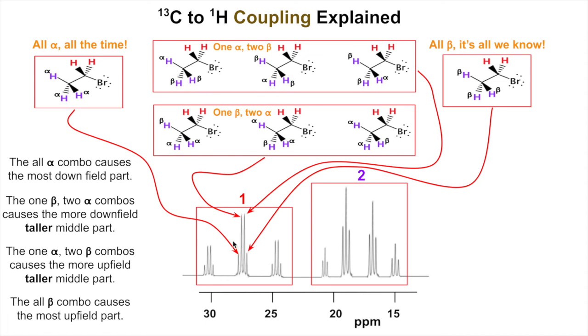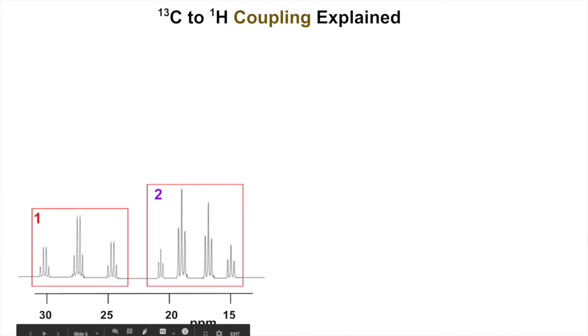So that's what happens. And then this quartet, the same thing. These guys cause the left side. The 1 beta causes that. This 1 alpha, all betas. We got the same on this guy. Pretty cool, huh?